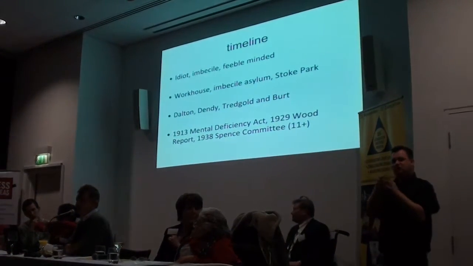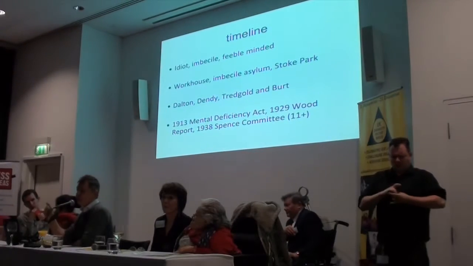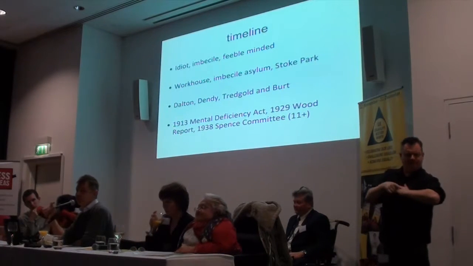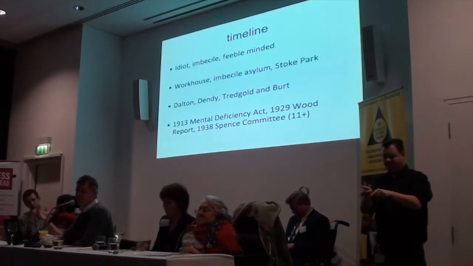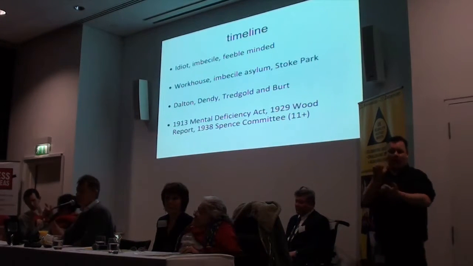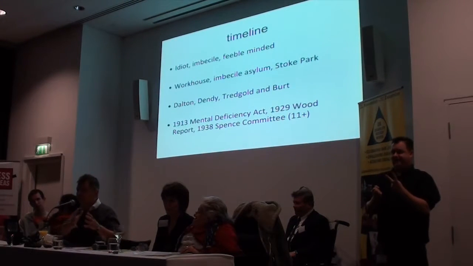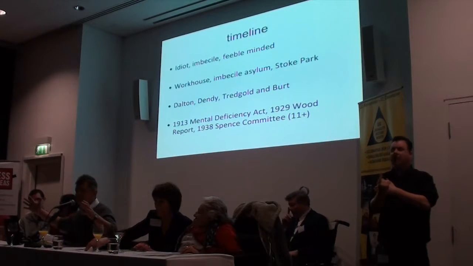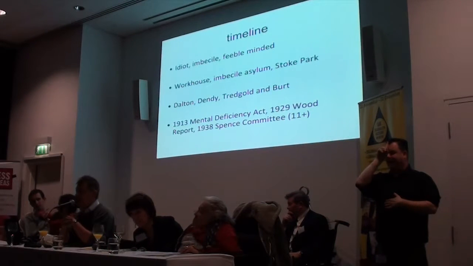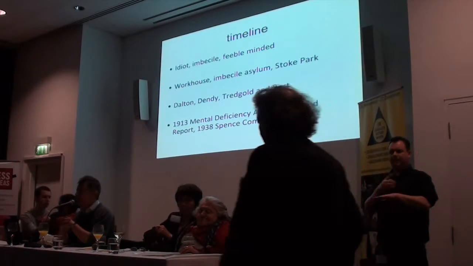Eugenics does two things. First of all, it locates in the individual the problems of society. So it blames the individual for living in poverty, blames the individual for not being able to have a job, for not being intellectually able enough to hold down a permanent job. The second great strength of eugenics is it sweeps out from this focus on the individual right across society. So we see that in what happened in Nazi Germany, but we also see it, not as dramatically as that, in the UK.